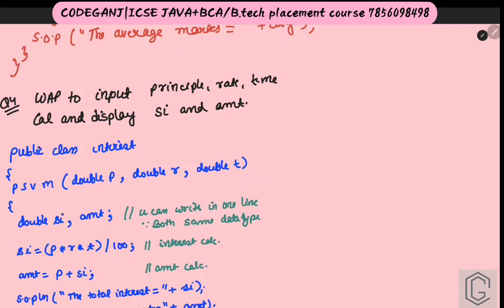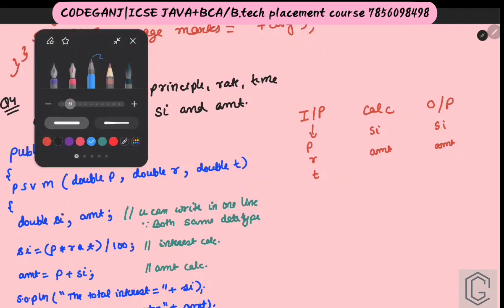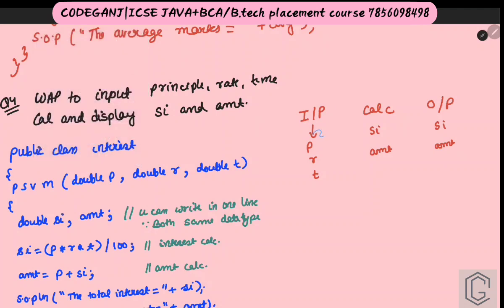And what are your inputs? As I told you, your program will be made of three things: input variables, calculate variables, and output variables. Your inputs are principal, rate, and time. What you have to calculate is SI and amount, and what you have to give as output is SI and amount. So you have to start thinking this way. Now think about the inputs that I am taking, what kind of data type will they have.